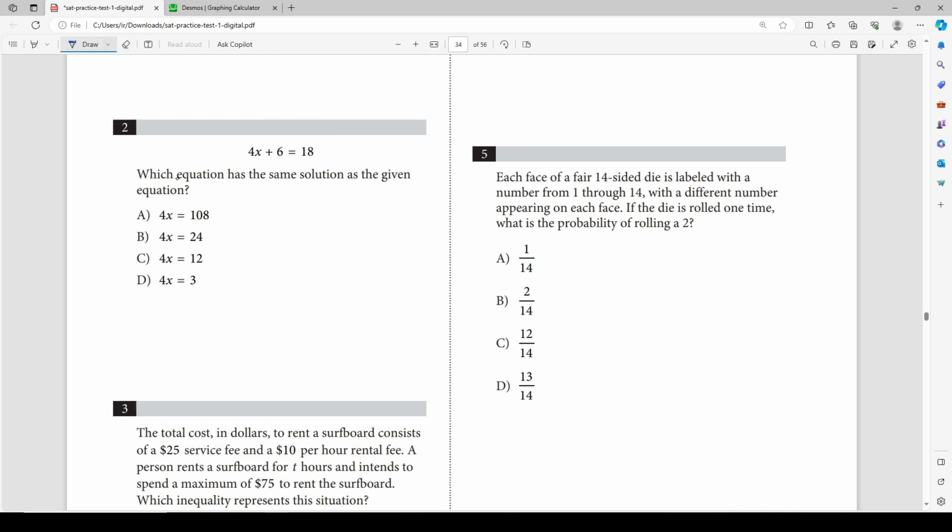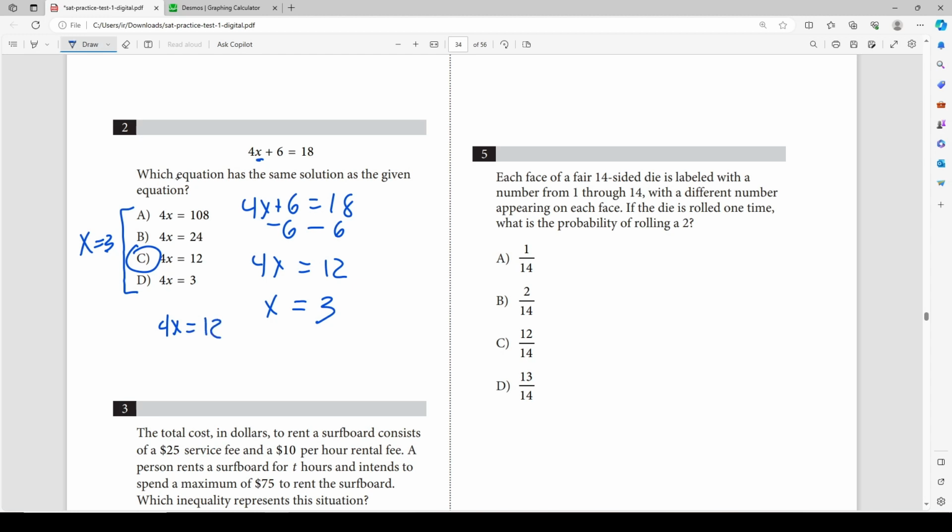So the first step is to actually find the solution to this equation. So 4x plus 6 is equal to 18. What's the solution? Subtract 6 from both sides, we get 4x is equal to 12, and x is simply equal to 3. So now it's asking us which one of these is set up in such a way that x also equals 3, and that's going to be choice C, right? Because if we look here, 4x is equal to 12, divide by 4 on both sides. x is equal to 12 divided by 4, which is just 3. That's all. So find the solution here, which was 3, and then choose whichever equation matches that.